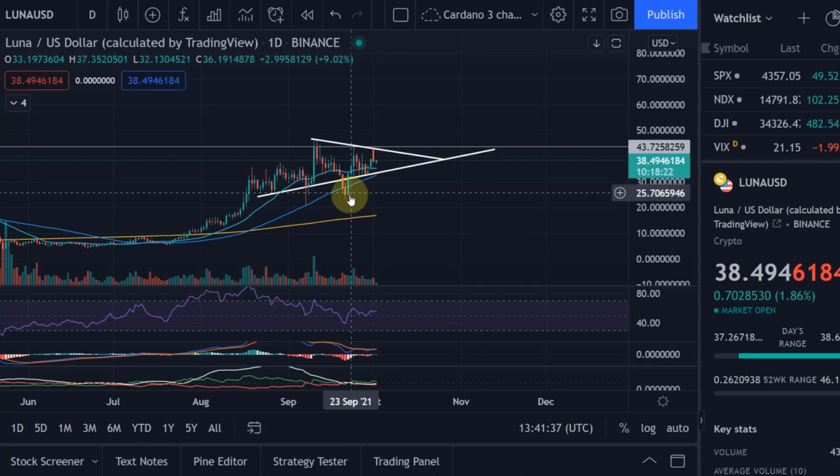And we had a lot of buyer support down here, so a lot of things telling us that we're really coiling up for something nice. I mean, it's not guaranteed to break to the upside. I always have to say that.